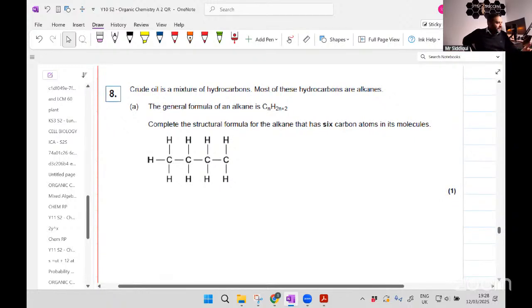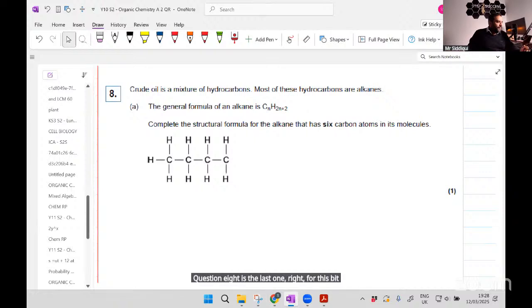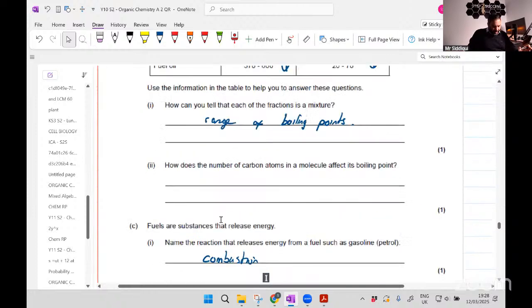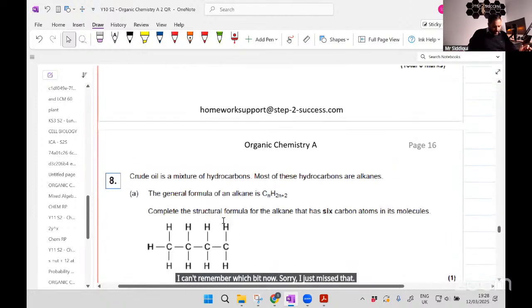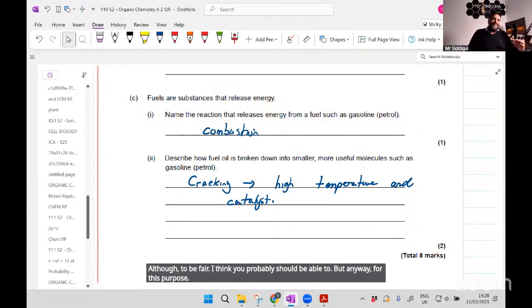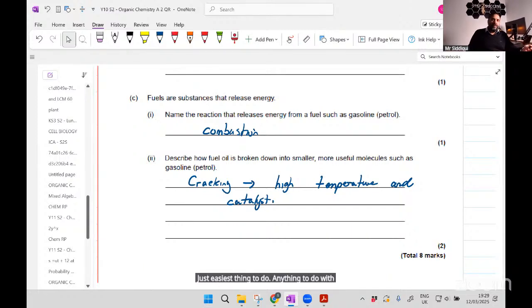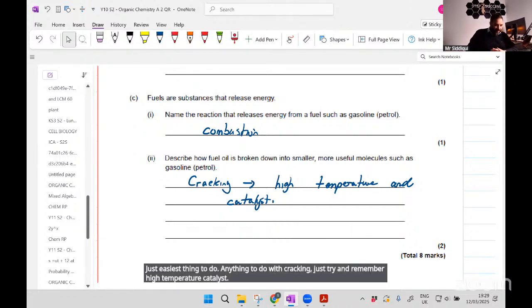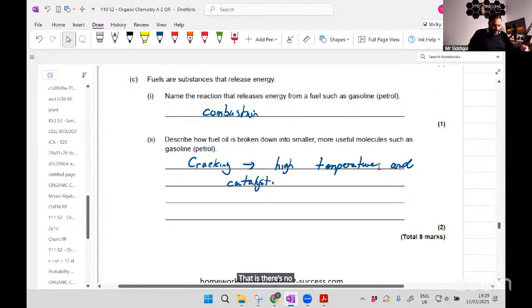Question eight. This is the last one for this bit? Okay, fine. Can I say steam? I can't remember which bit now. Oh, for cracking. Not according to the mark scheme that I'm looking at. It just means high temperature and a catalyst. Although to be fair, I think you probably should be able to. But anyway, for this purpose, anything to do with cracking, just try and remember high temperature, catalyst. There's no real detail that you have to learn.